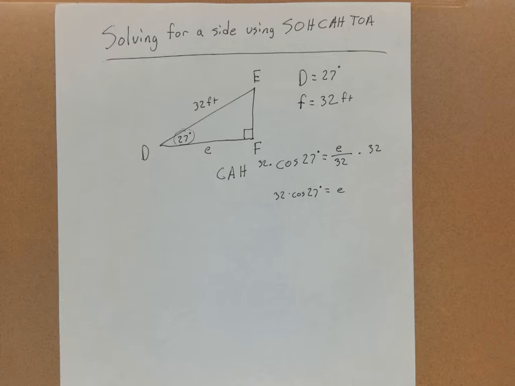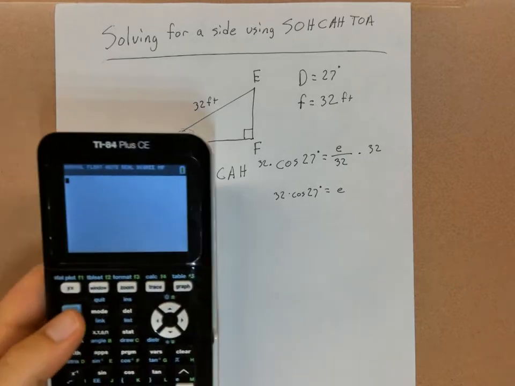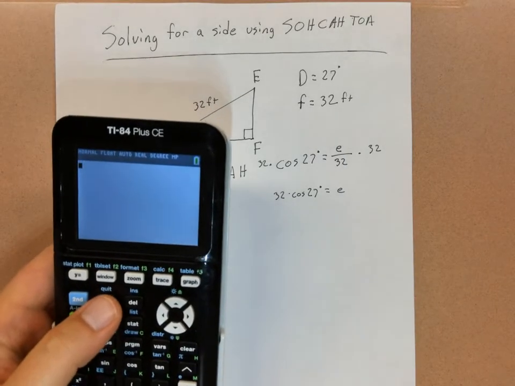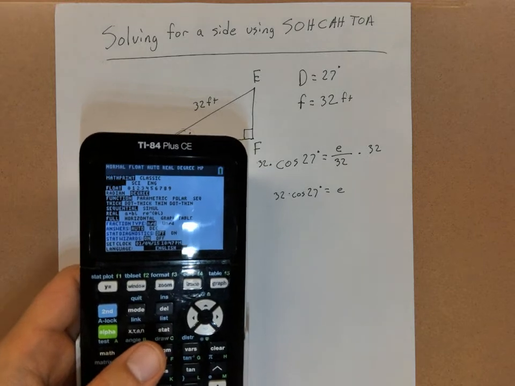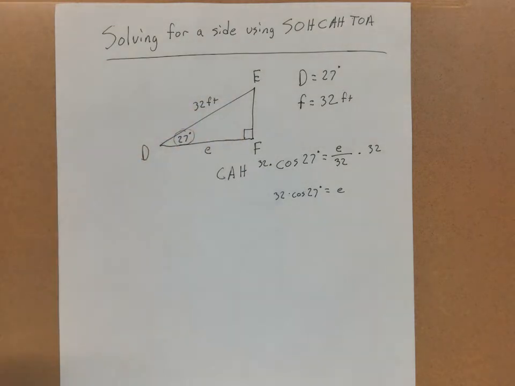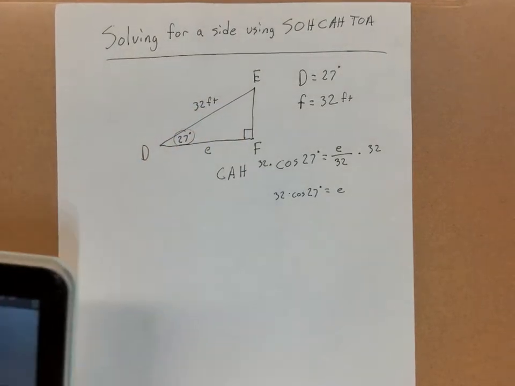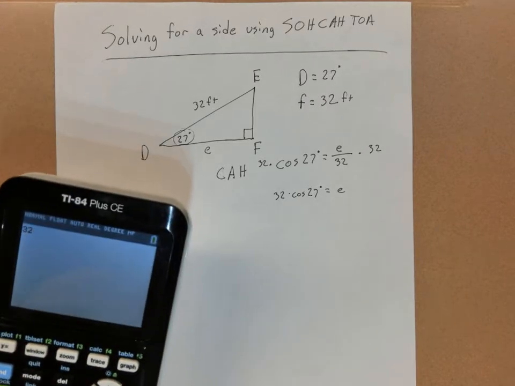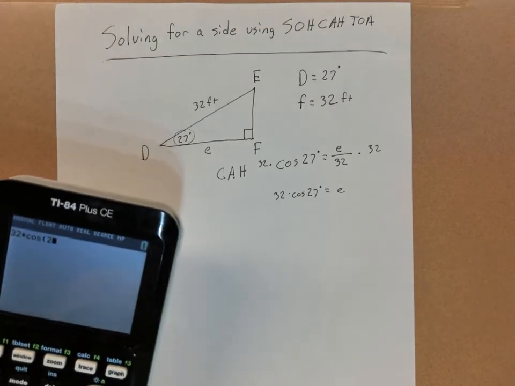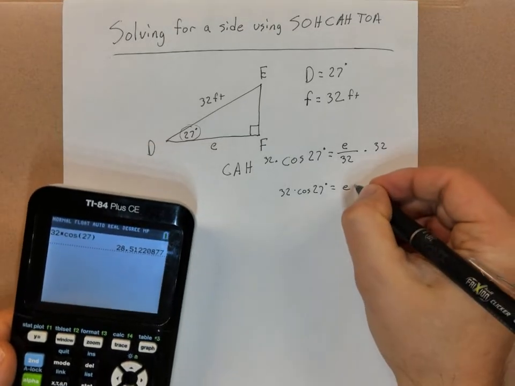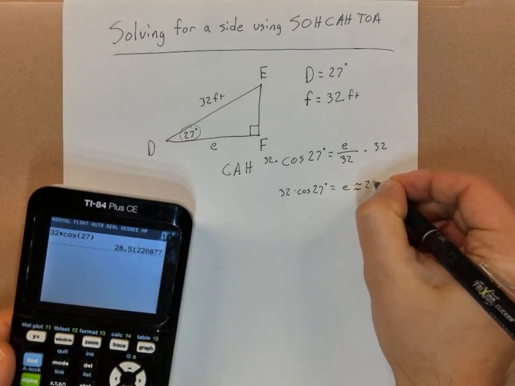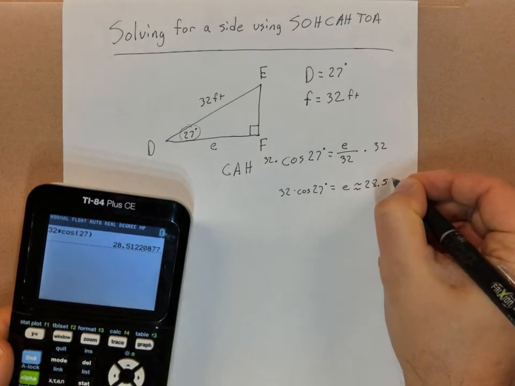So if I do that, the one thing to make sure is make sure you're in degree mode. So if I have my calculator here, look for the mode button near the top, and then make sure that degree is highlighted. If degree is not highlighted, you're not going to get the correct answer. So then I'll type into my calculator 32 times cosine of 27 degrees, and you should get little e to be about 28.51.